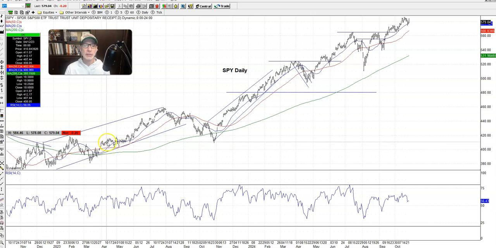This is a daily chart. This is a daily bar chart of the price action. It's going back about 2 years in time. And on the RSI, my overbought level is 80 and the oversold level is 20.